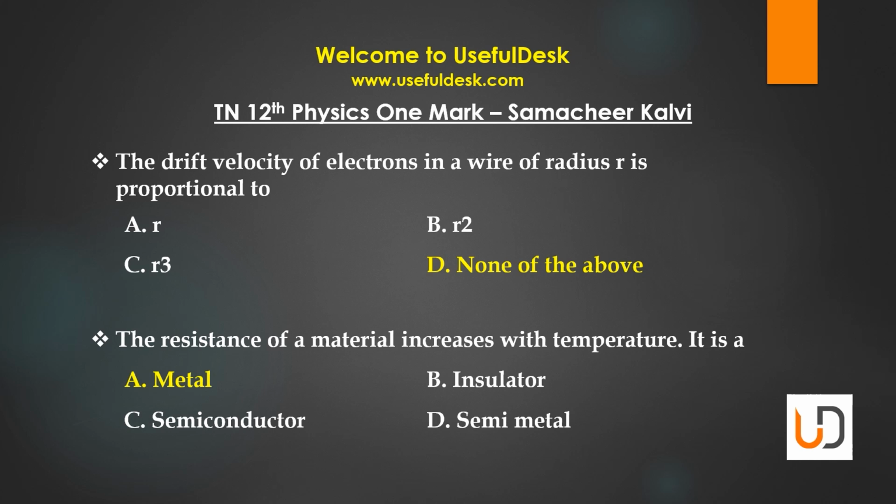The next question is, the drift velocity of electrons in a wire of radius R is proportional to. The options are R, R², R³, none of the above. The correct answer is none of the above. The next question is, the resistance of a material increases with temperature. It is a. The options are metal, insulator, semiconductor, semi-metal. The correct answer is metal.